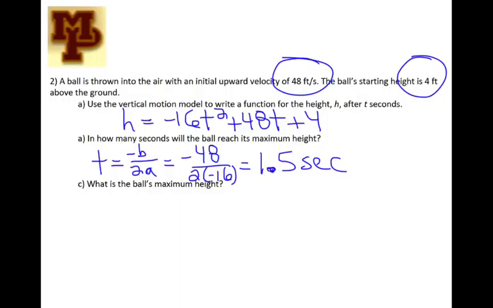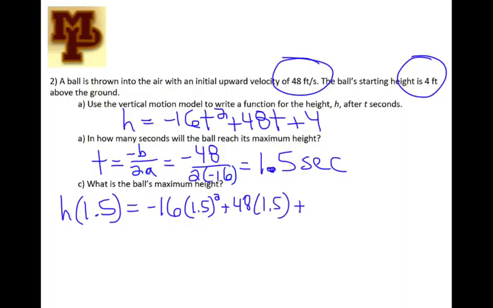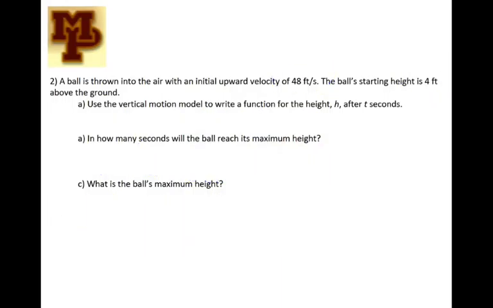And now we can just plug that 1.5 into the function and see what the height is. So let's check it out. So negative 16 times 1.5 squared plus 48 times 1.5 plus 4, 40. So it reaches a maximum height of 40 at 1.5 seconds. Alright, so that's the vertical motion type of problems.